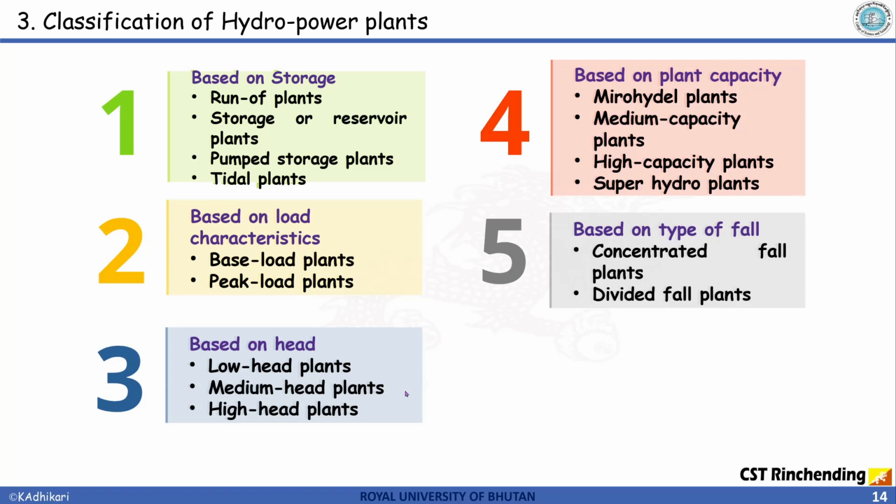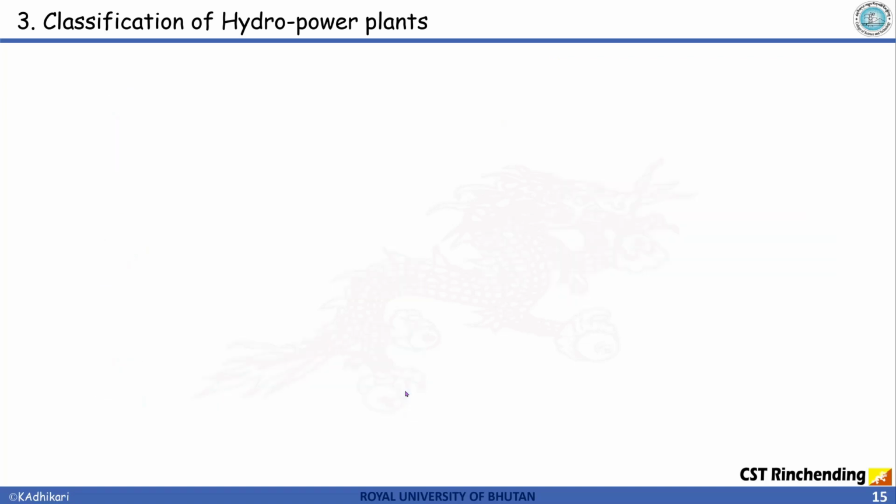The final one is based on the fault type, whether the powerhouse is constructed along with the dam or is constructed downstream of the reservoir or the dam. Based on this, it is classified as concentrated or divided fault plants. So let's go and study what each of these power plants exactly is. First is the classification based on the storage characteristics.